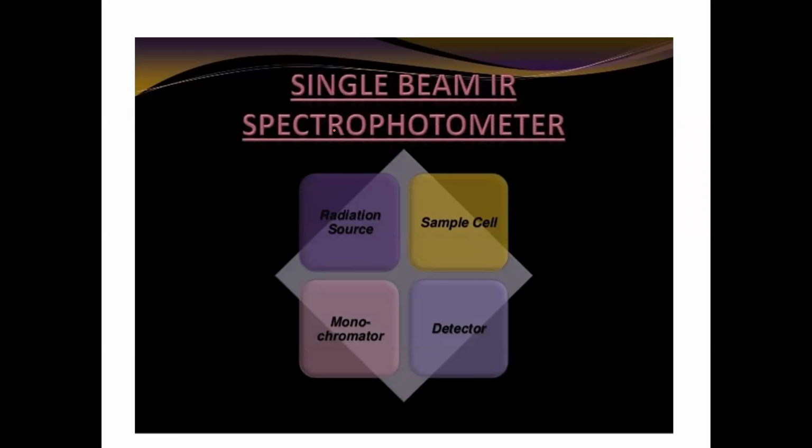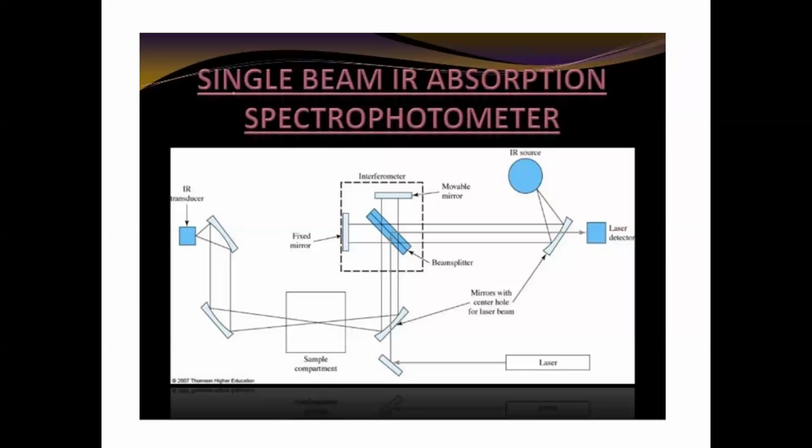Okay. So a single beam IR spectrophotometer has a radiation source, the sample cell, monochromator and detector. Okay. So the detector finally creates the signals. Similarly, you can see the single beam IR absorption spectrophotometer.